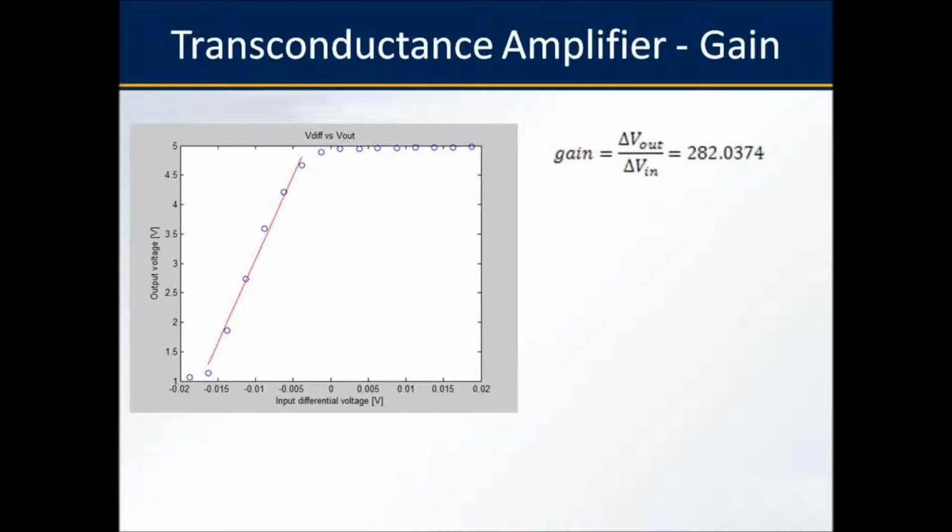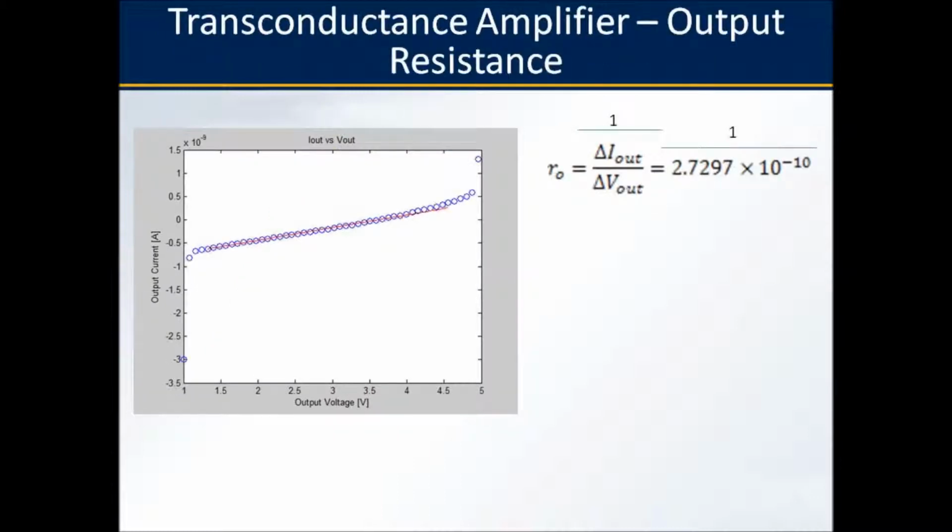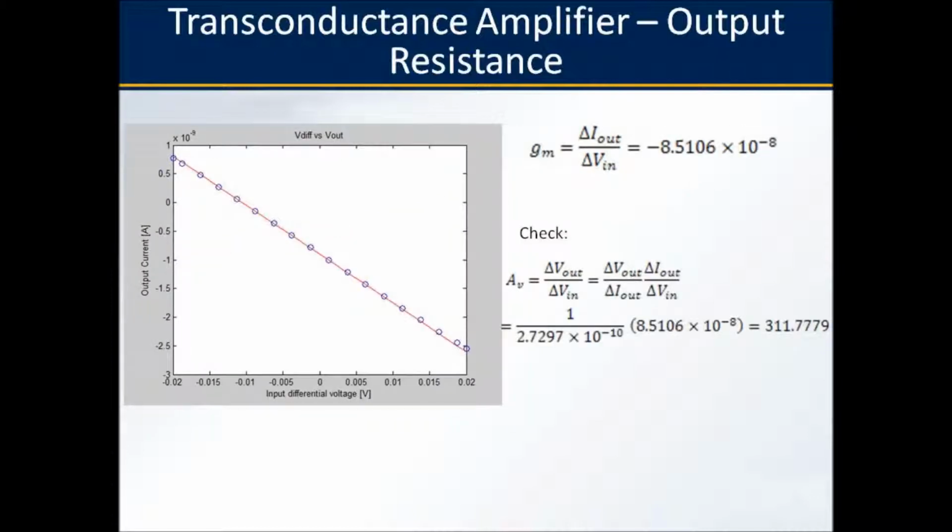Here we had the measured data of output voltage versus input, and we zoomed in on the high gain region. As before, the gain can be approximated as the slope of this region, to which we find has a gain of 282. Another parameter that can be observed is the output resistance RO, which has a value equal to the inverse of the slope of the output current versus output voltage curve. Lastly is the transconductance GM.